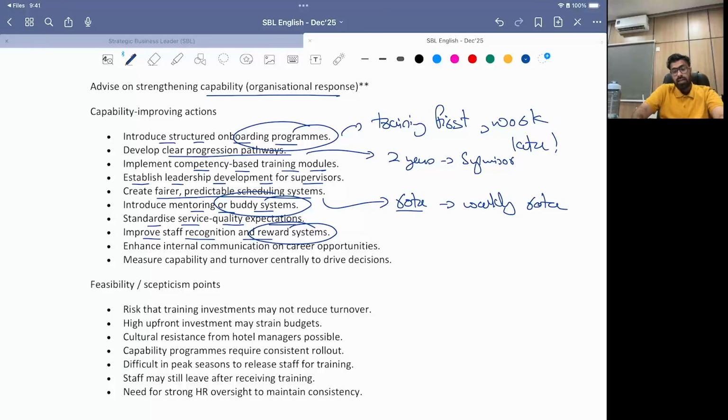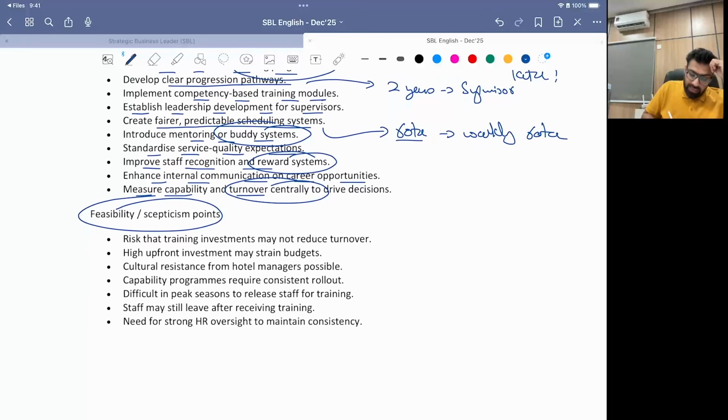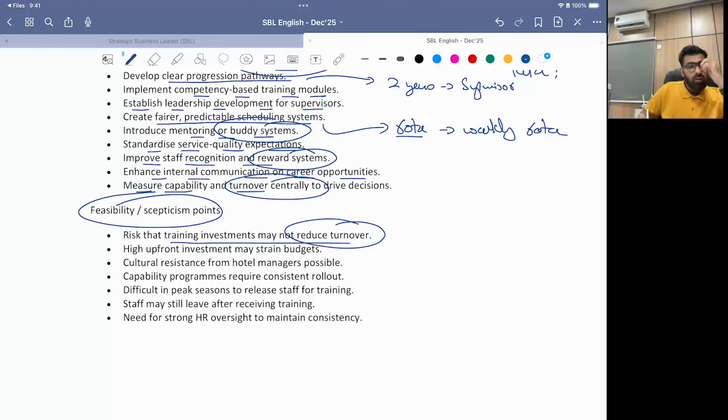The Shukran rewards type I told you about in the previous classes, right? And then enhance internal communication on career opportunities. Measure capability and turnover centrally. Skepticism points: the risk that the training investment may not reduce turnover.